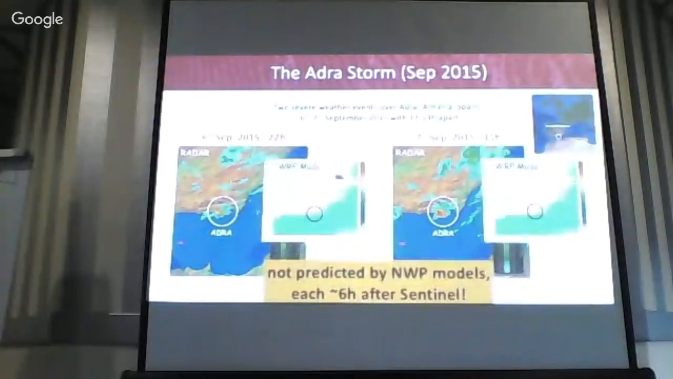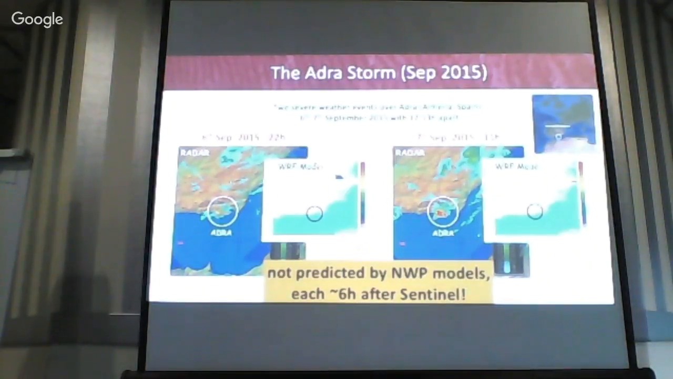Can we move on? So, this storm was not forecasted by operational models. It was not a resolution problem, because we tried a 3 kilometer resolution simulation of the 2 events, and we got essentially no rain in place.